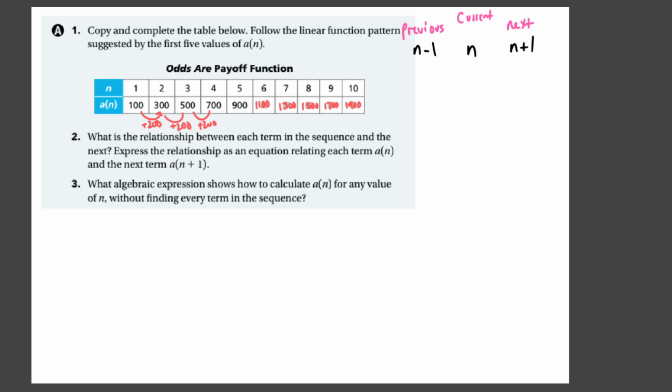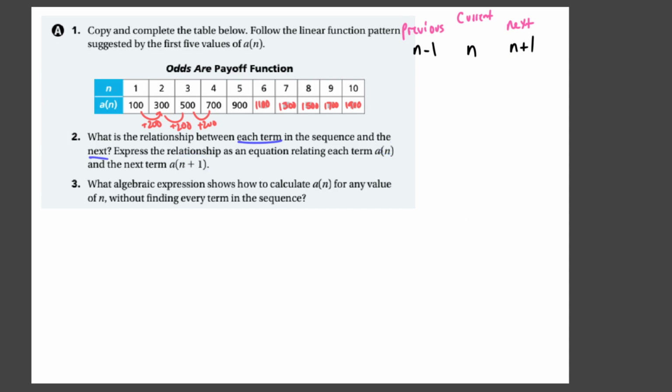And specifically, what we're looking for, what is the relationship between each term, which is our current term, in the sequence, and the next. So we're looking at these two, current and next. Express the relationship as an equation relating each term, A of n, and the next term, A of n plus 1. Notice we have n and n plus 1.